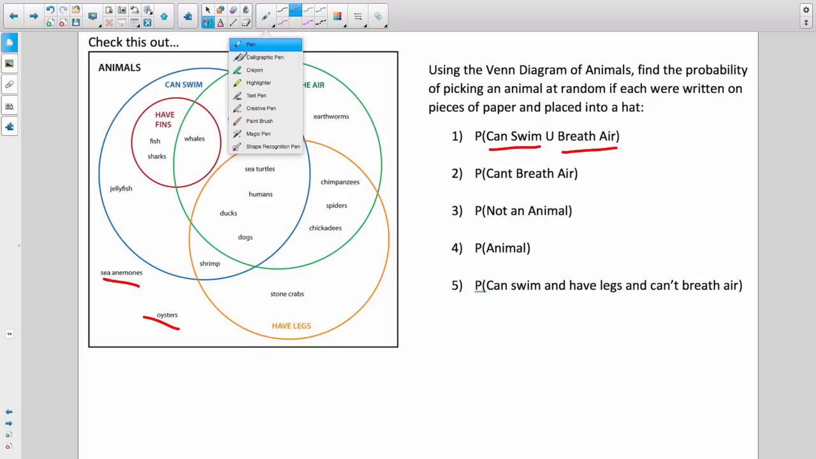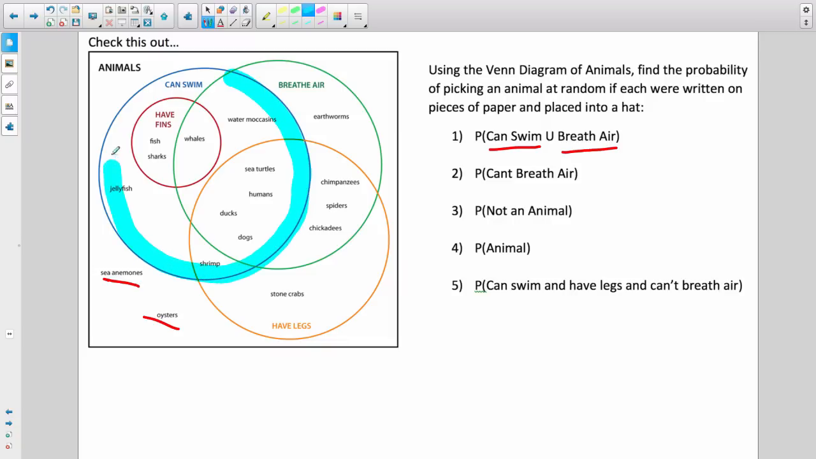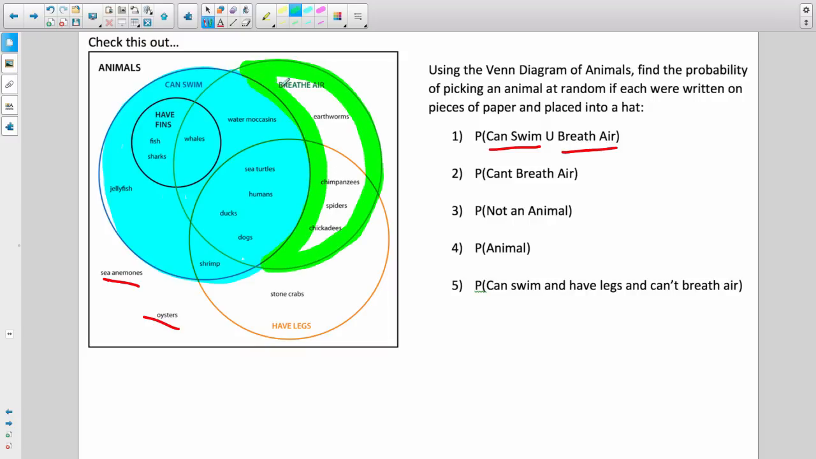So let's use some shading and see what happens. So where are you if you can swim? All right, that's the blue one. So let's do a little blue right here. So that's everybody inside this circle. And I mean everybody. Even inside that red circle with the fins, all that business, right? It's everyone inside here. Okay. Now let's add on to that, because this is an or question. Or who can breathe air? So that's green. So I'll do a little green over here. And we're going to include all of you guys. Cool. It's everyone in those 2 colored regions.